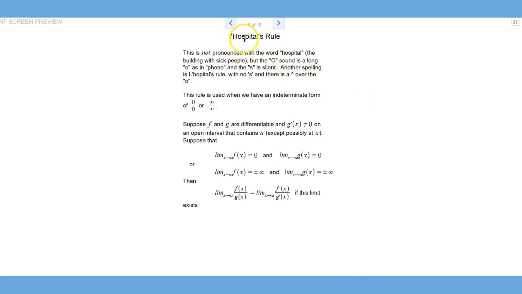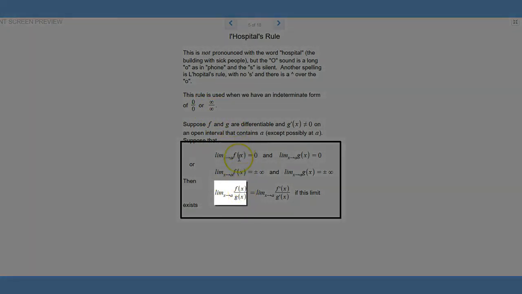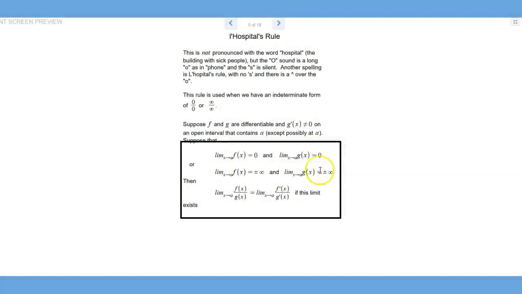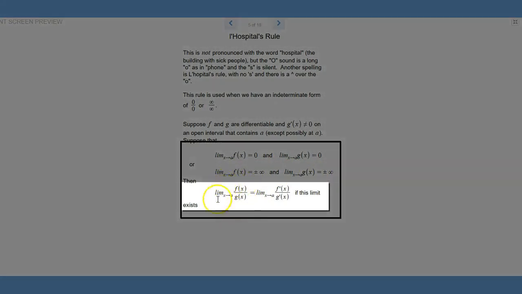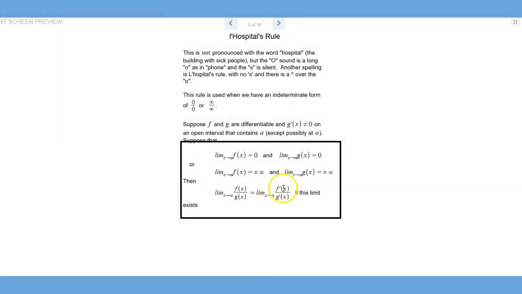This rule is used when we have an indeterminate form of the form 0 over 0 or infinity over infinity. It states that if you have a limit of a quotient of functions, and the limit of the numerator is going to 0 and the limit of the denominator is going to 0, or the limit of the numerator is going to infinity and the limit of the denominator is going to infinity, and it could be either sign of infinity, then you can evaluate the limit of the quotient by taking the quotient of the derivative of each function.